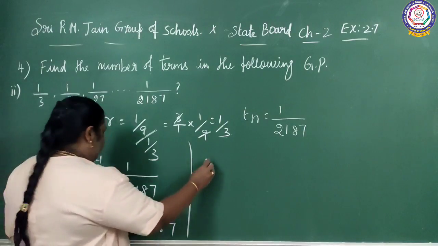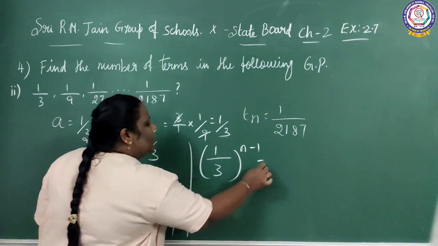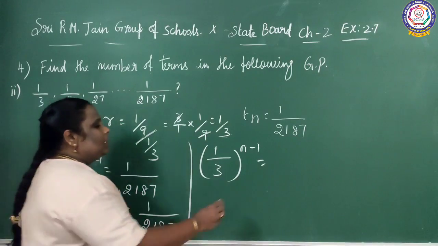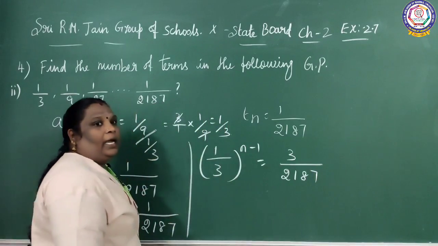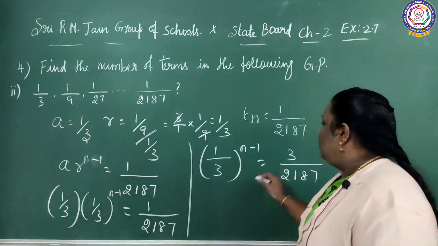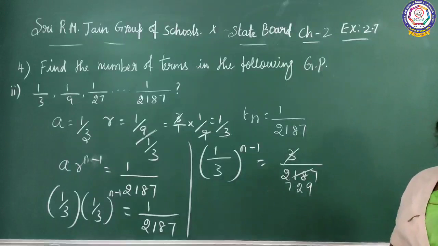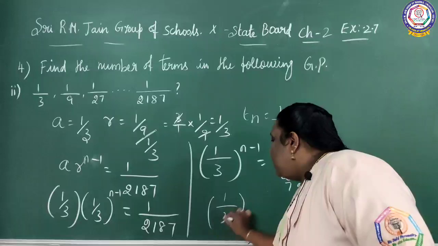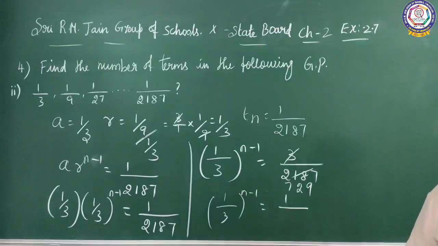1 by 3 whole power n minus 1 equal to, you can bring that 3 to the other side. It gives 3 by 2187. You cancel the value, and it is 729. So 1 by 3 whole power n minus 1 equal to 1 by 729.